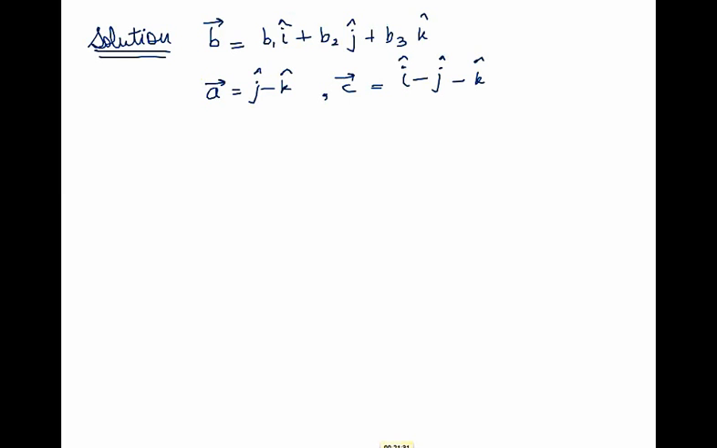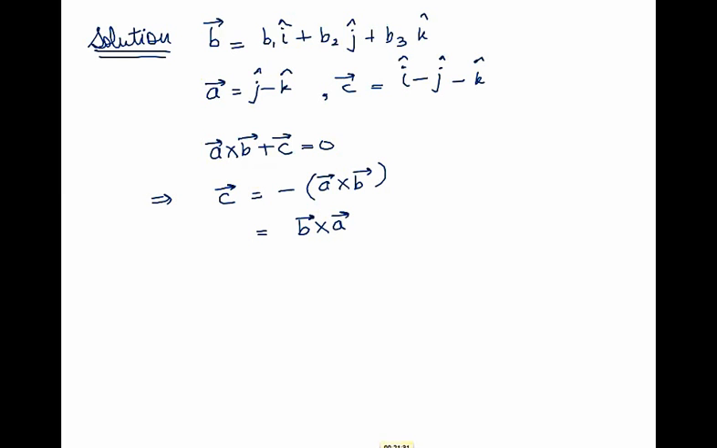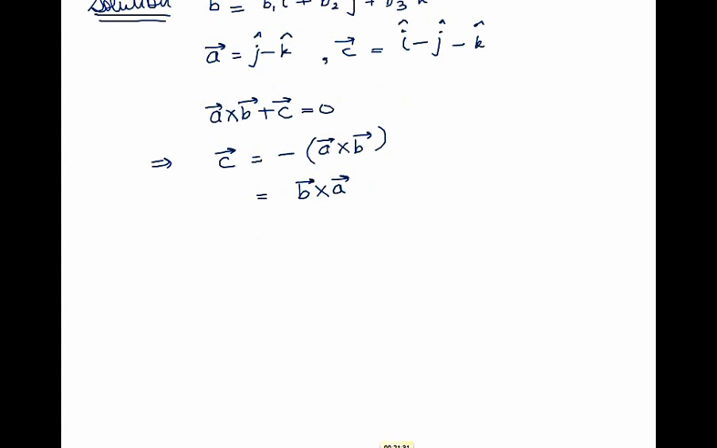The first information says that A cross B plus C is equal to 0. That gives us vector C is equal to minus of A cross B, which can be written as B cross A. As we know that whenever we commute the terms of a vector product, its sign reverses.